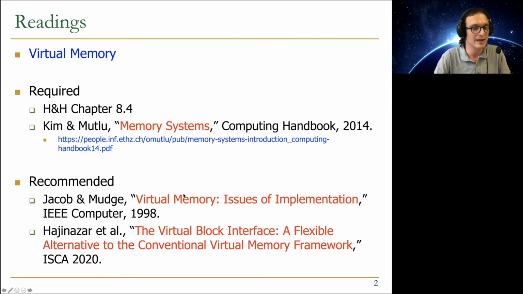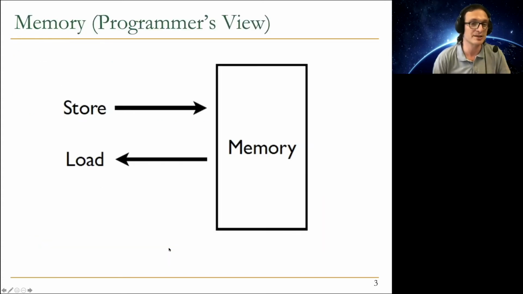This is a survey paper from 1998 that talks about some implementation issues in virtual memory. I think it's good to look at. And then this is a more recent paper that my research group wrote on rethinking virtual memory, such that maybe you can do a better thing and overcome some of the shortcomings. But before we go into the shortcomings, we should really learn about what virtual memory is.